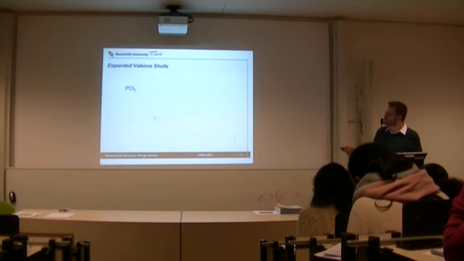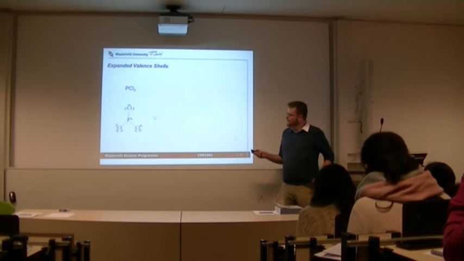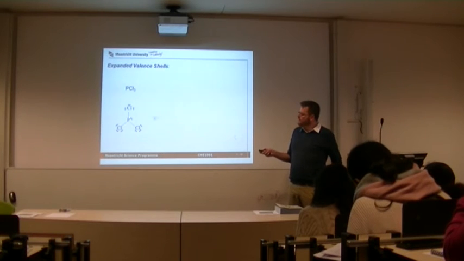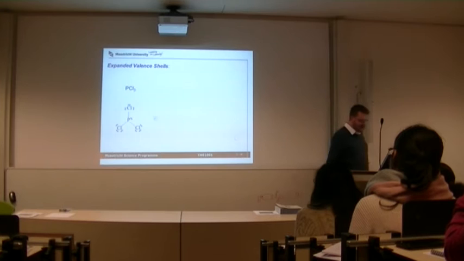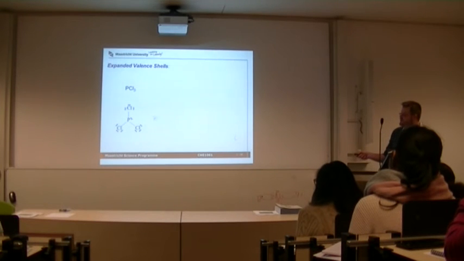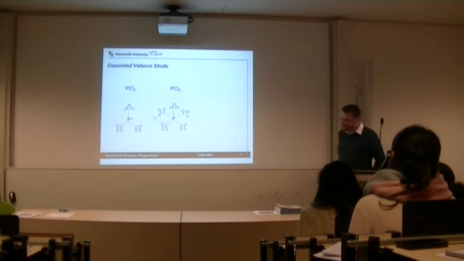So let's take phosphorus trichloride as an example. If we draw the Lewis structure, we end up with something like this. Phosphorus is in group 5, so we have 1, 2, 3, 4, 5. Chlorines each have 7. And that's the Lewis structure we end up with. How many valence electrons do we have on the phosphorus atom? Well, in this case, 2, 4, 6, 8. So that's okay. But what about phosphorus pentachloride?